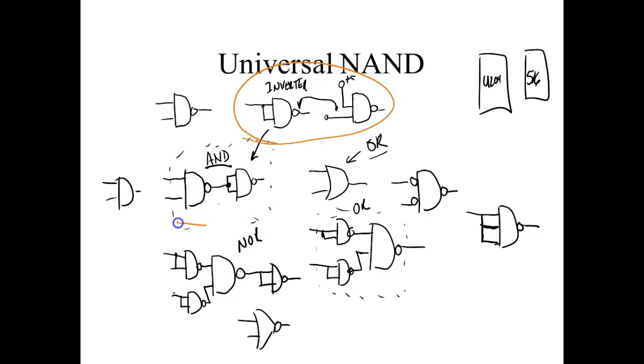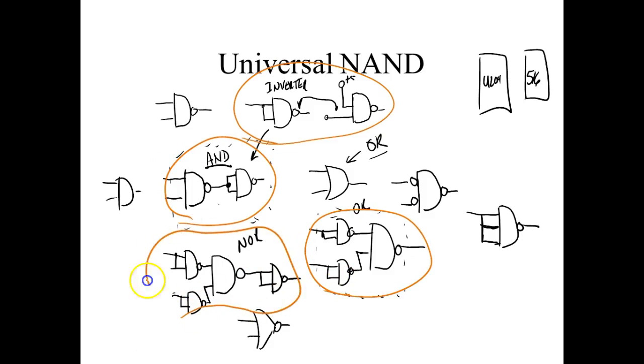So these are inverters. This is a NAND. That's an AND. This is an OR. And this is a NOR. Okay?